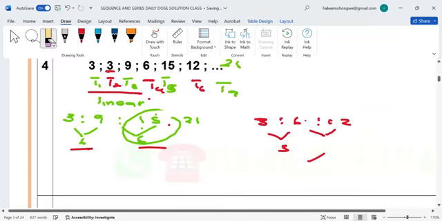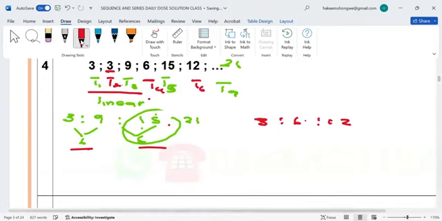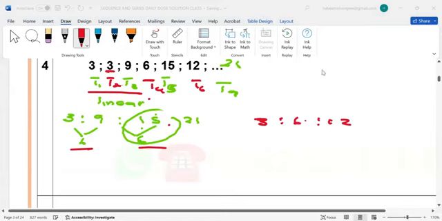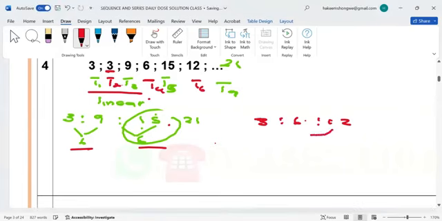We're going to check if it can be geometric. We say 12 divided by 6. What is 12 divided by 6? It's 2. 6 divided by 3, it's 2. Now 2 is equivalent to 2.